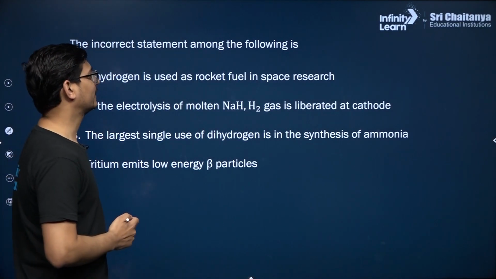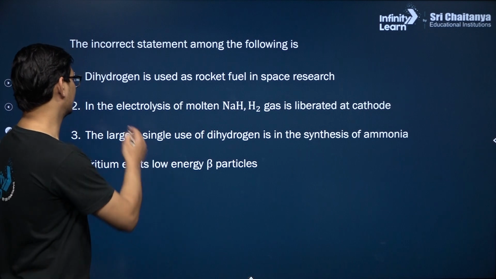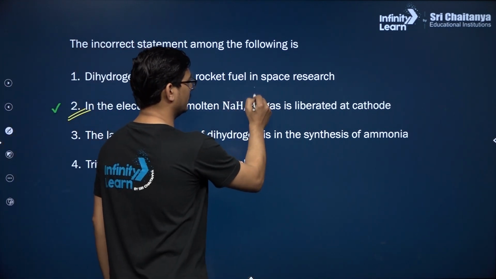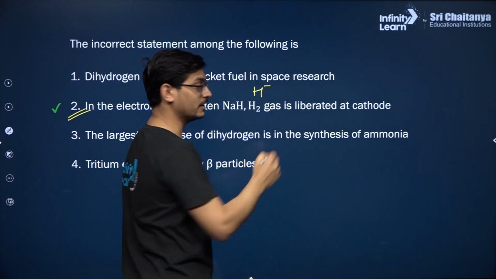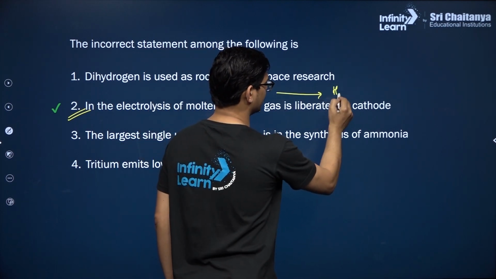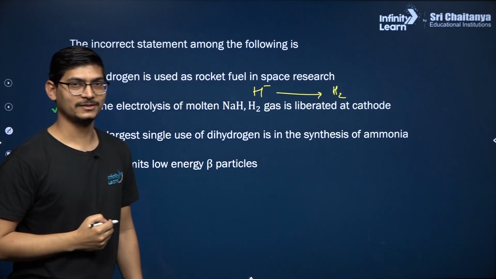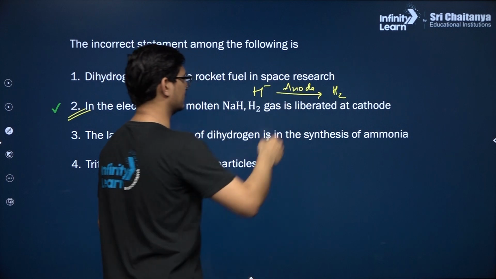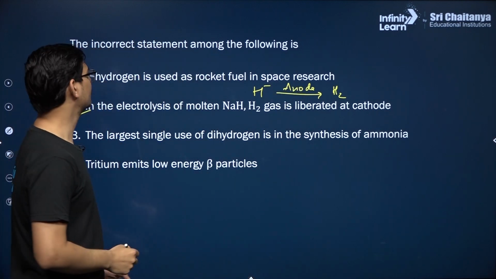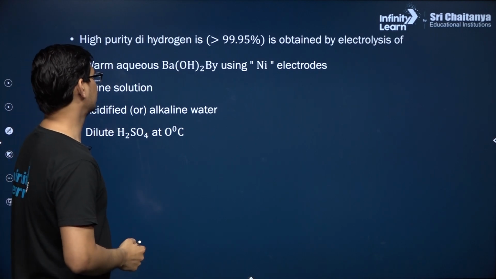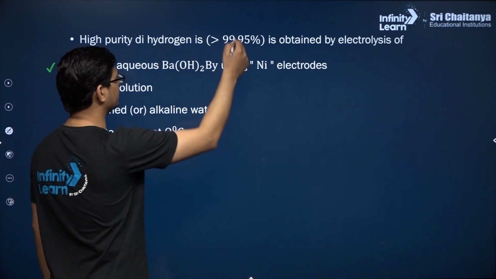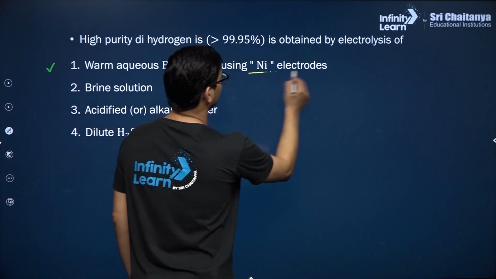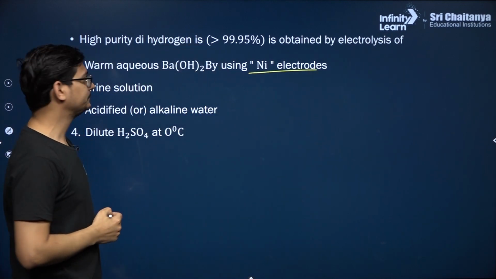First question, the incorrect statement among the following. The second option is the incorrect statement because it's sodium hydride, where hydrogen is minus, right? So if it liberates hydrogen, this is the process of oxidation and it has to occur at the anode. The other statements are correct. In the second question, this is a theoretical one. High purity dihydrogen is obtained using warm aqueous barium hydroxide with nickel electrodes.